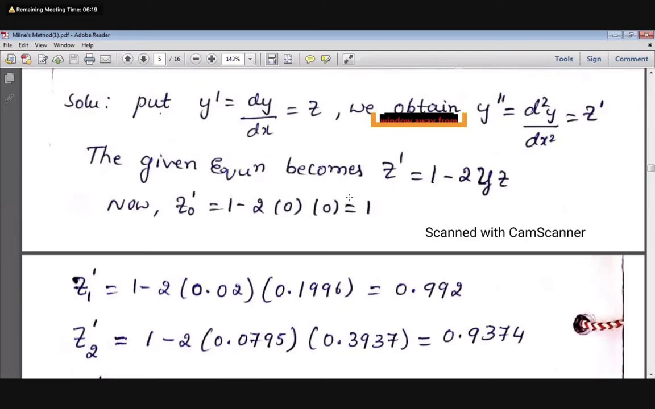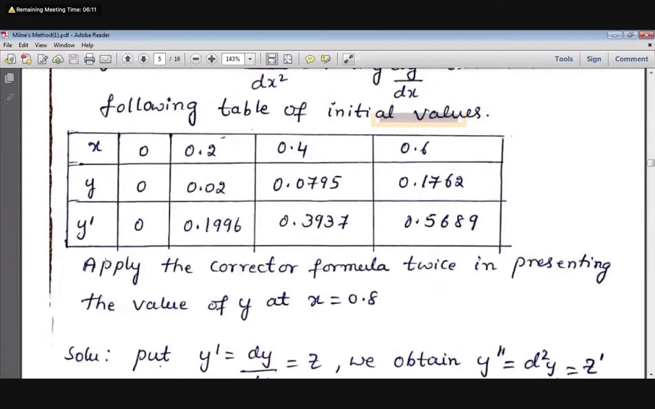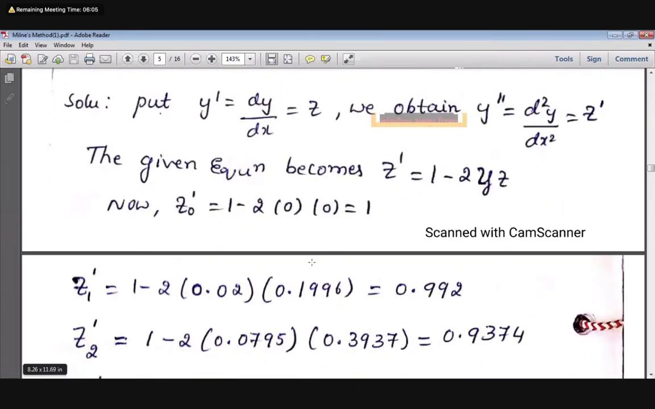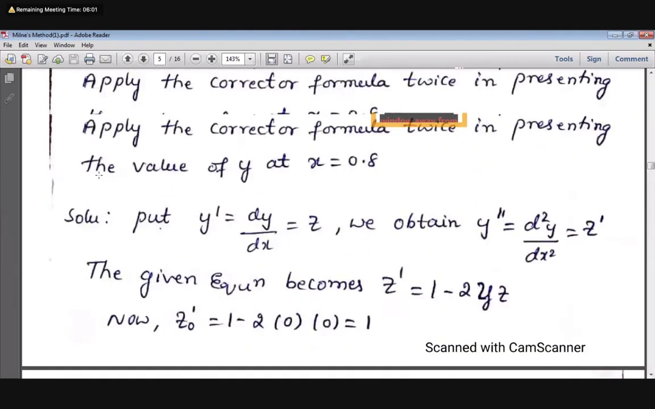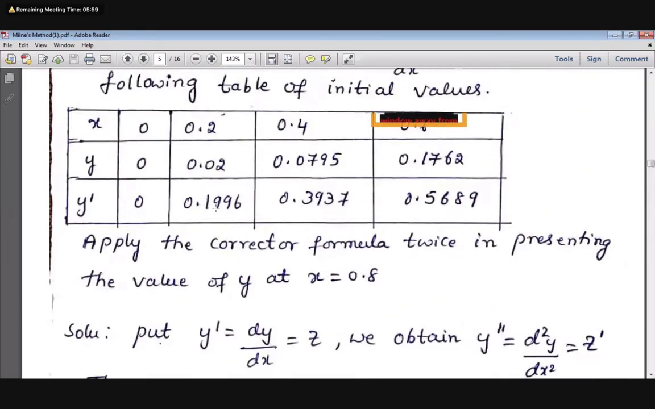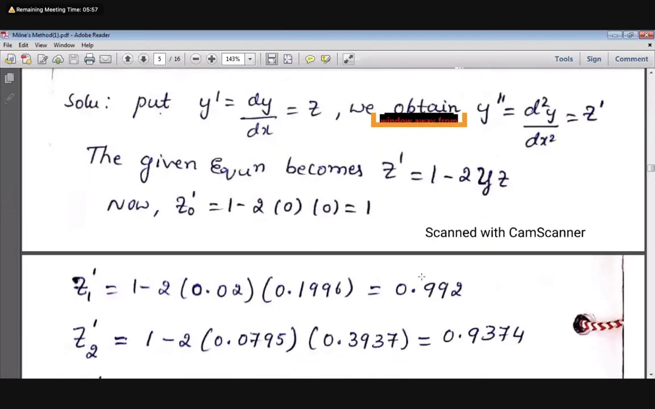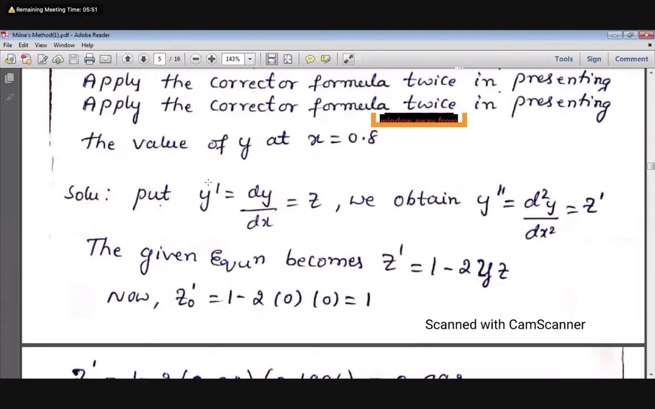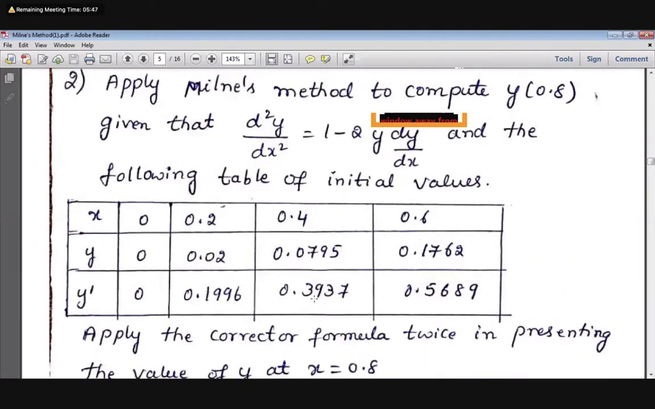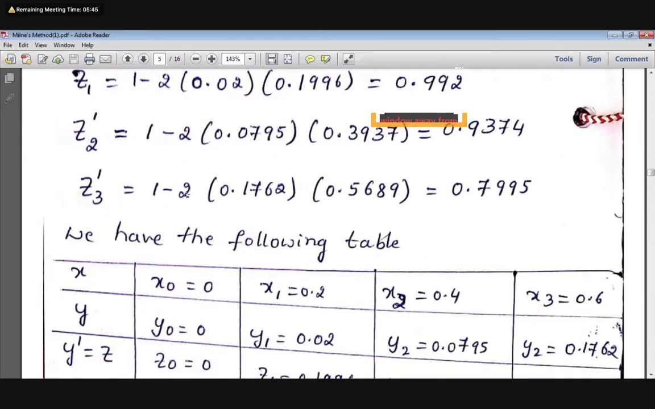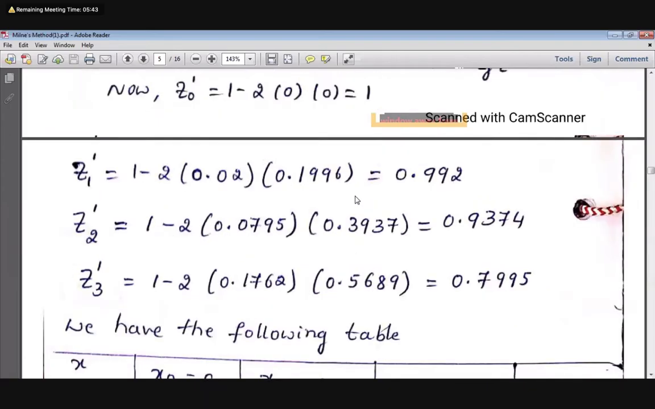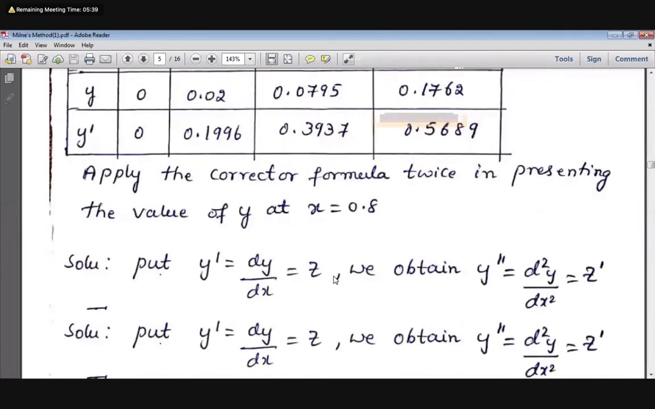How to find that? I told in the previous problem. z0 dash equals 1 minus 2 y naught z naught. This is the y naught value, this is the z naught value. Then to find z1 dash, 1 minus 2 y1 z1. This is the y1 value, this is the z1 value. Then z2 dash, 1 minus 2 y2 z2. This is y2, this is z2. Similarly, z3 dash equals 1 minus 2 y3 z3. This is y3, this is z3.